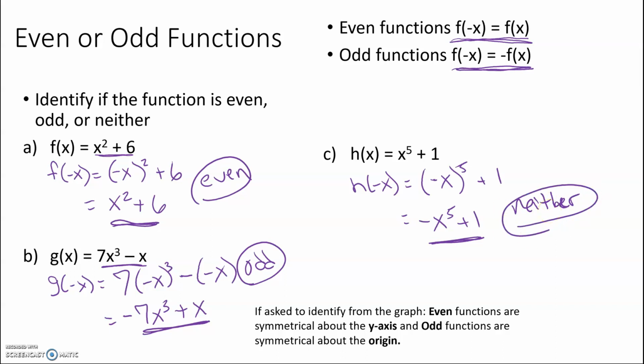If you are asked to identify from a graph, even functions are going to be symmetrical about the y-axis, so you can flip them over the y-axis. Odd functions are symmetrical about the origin, so that's 0, 0.